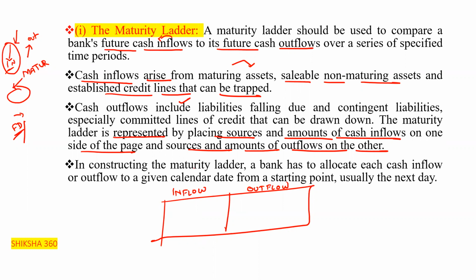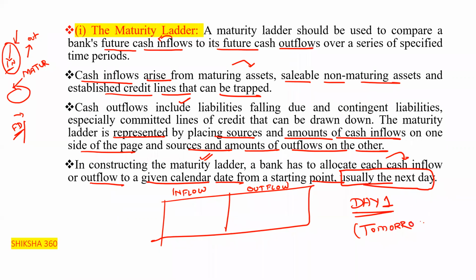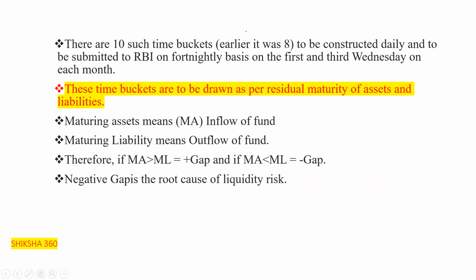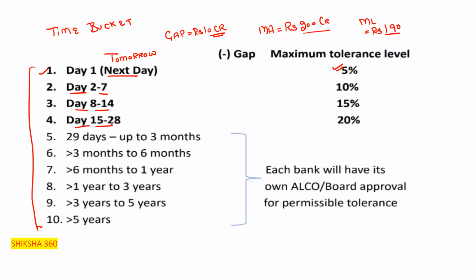In constructing the maturity ladder, a bank has to allocate each cash inflow or outflow to a given calendar date, from a starting point using the next day. That is day one, or you can say tomorrow. Mainly in the books you will find day one, usually tomorrow.